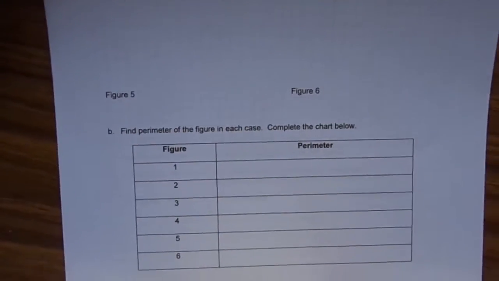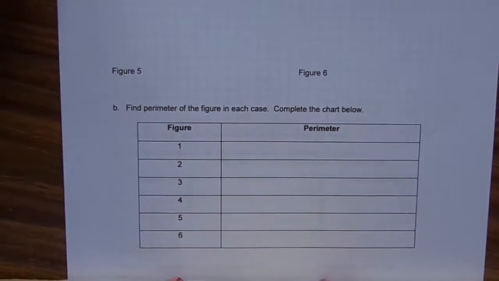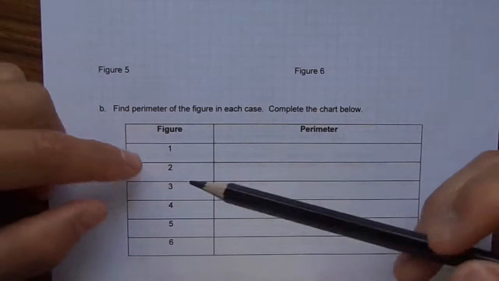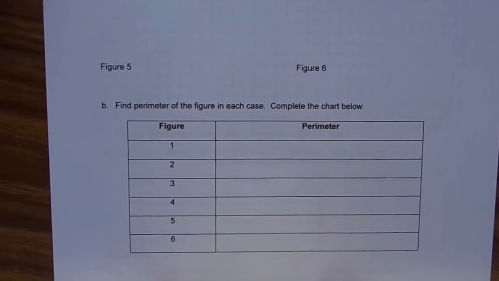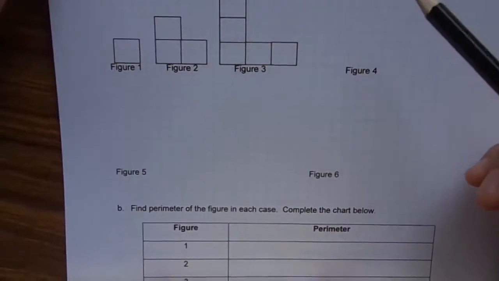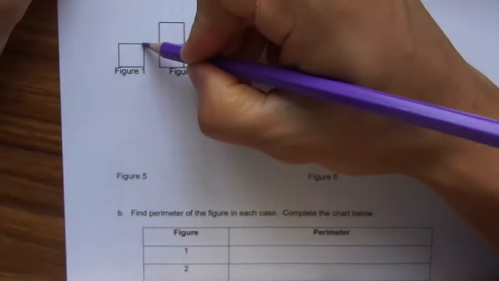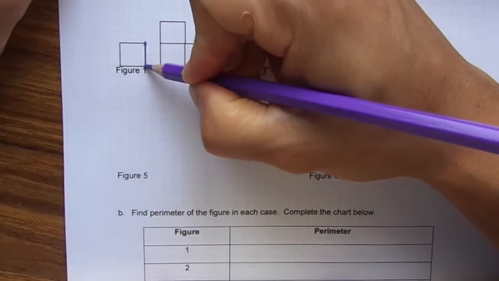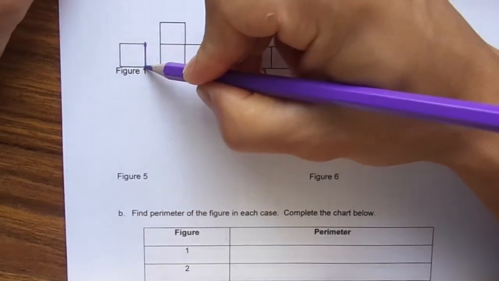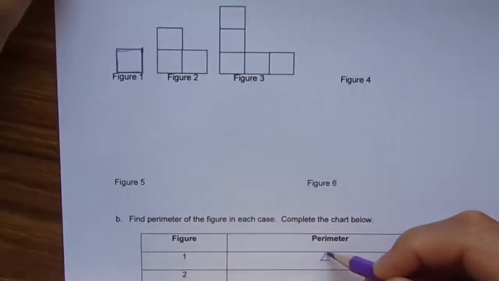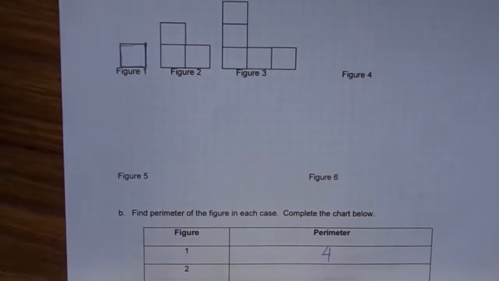For question 2, you are asked to find the perimeter of each figure in each case. Complete the chart below. Well, for figure 1, let me move this up a little bit. For figure 1, what is the perimeter? Well, again, the perimeter is the distance around. So let me start at this corner. Let's just assume each side is 1. So 1, 2, 3, 4. Perimeter is 4. Okay, there are no units given here, so we'll just leave it at that.